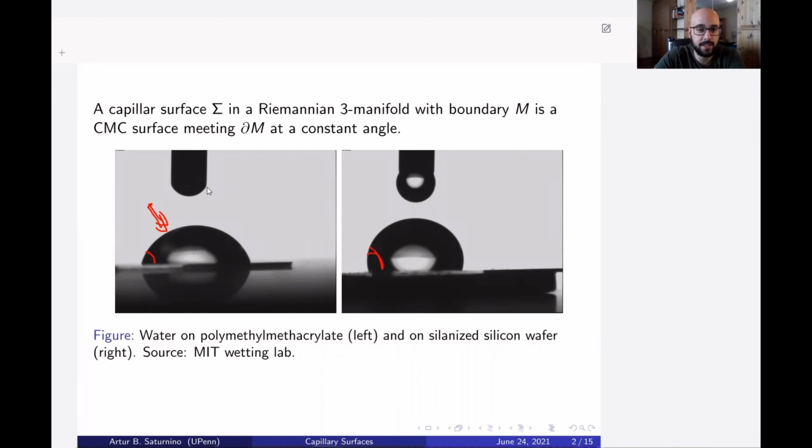You notice that this angle here, where the liquid meets the solid, is an angle that depends only on properties of the liquid, the solid, and the gas.